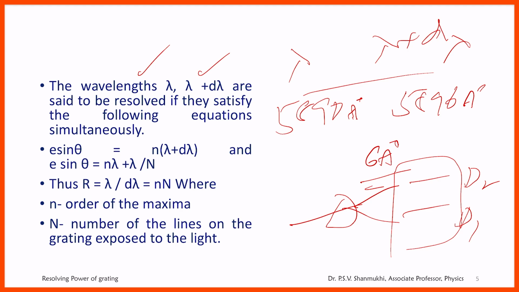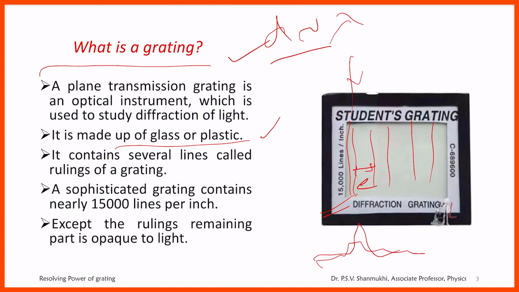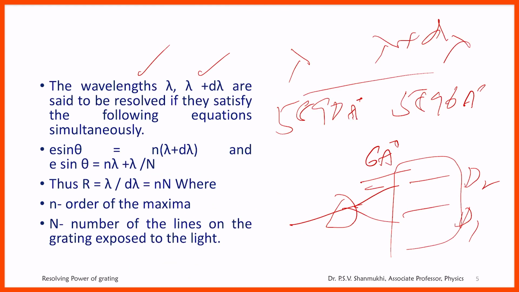Now I want to resolve these two wavelengths, lambda and lambda plus d lambda. For that I am using this instrument, the grating. Grating is acting like a resolving instrument. Resolving power is given by R equals lambda by d lambda. That means two wavelengths lambda and lambda plus d lambda are said to be resolved if they satisfy these two equations simultaneously. Already we know the grating equation, e sin theta is equal to n lambda or k lambda.